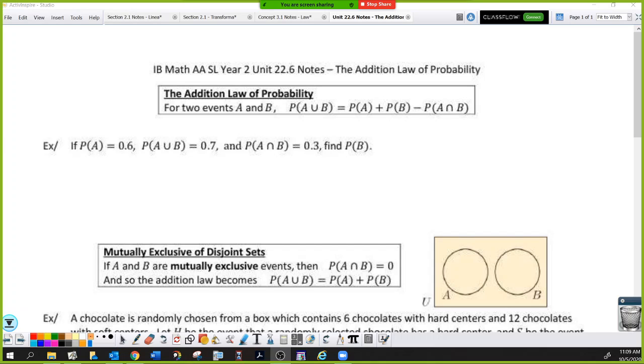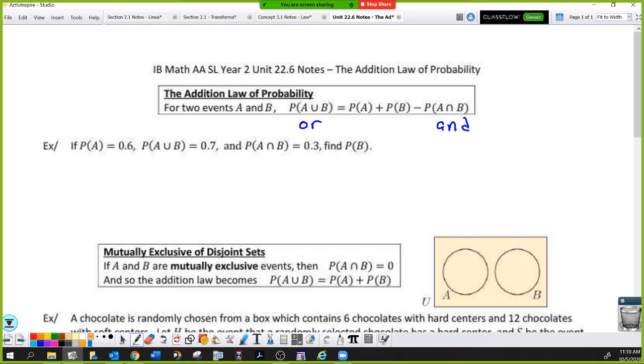Today we move on to the addition law of probability. And this formula is in our reference sheet. It says for two events, A and B, the probability of A union B, which can be thought of as you saying the word "or", is equal to the probability of A plus the probability of B minus the probability of A intersect B, and the intersect can be thought of as the "and".